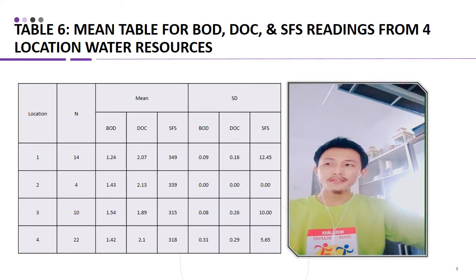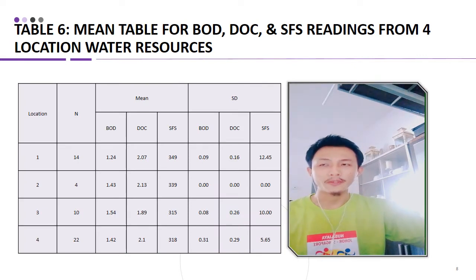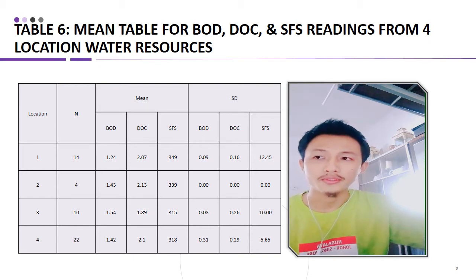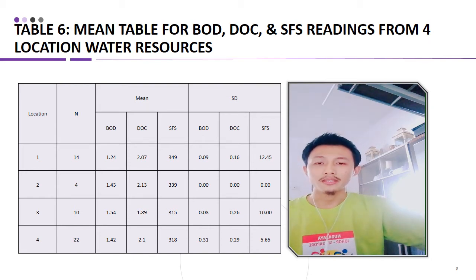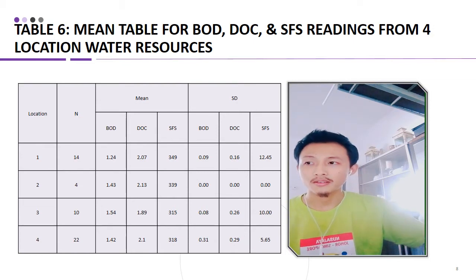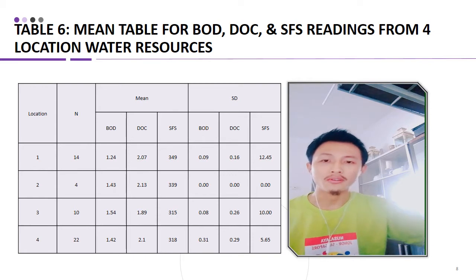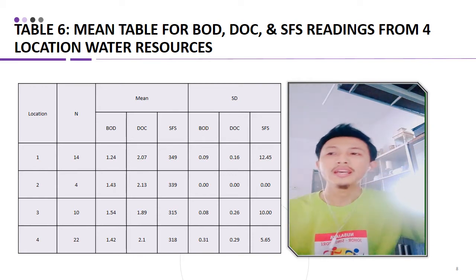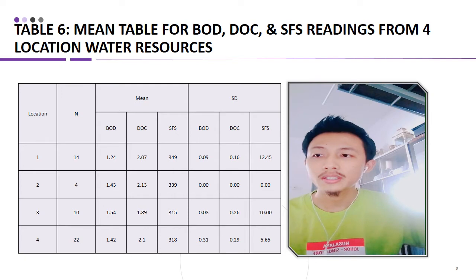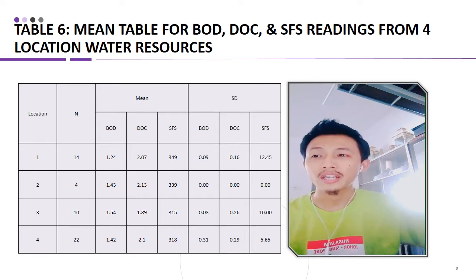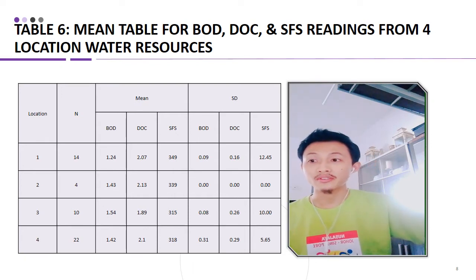Okay, Table number 6 is the mean table for BOD, DOC, and SFS reading from 4 location water resource. Here I already made it summarized, which is, you can see here from location number 1 I have 14 data, location number 2 I have 4 data, location number 3 10 data, location number 4 22 data. When I sum it all, I get 50 data, and the mean for BOD, DOC, and SFS for each location I stated on the tables.